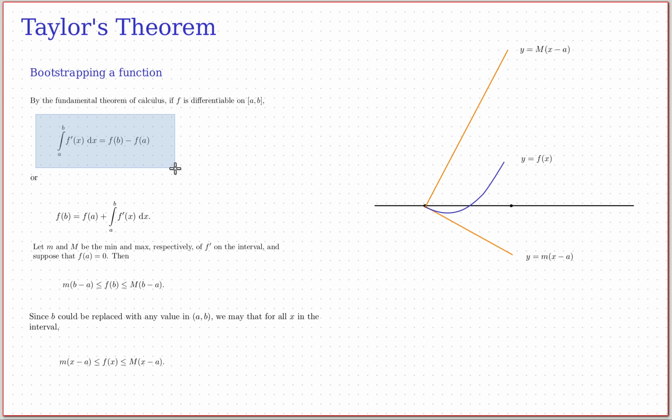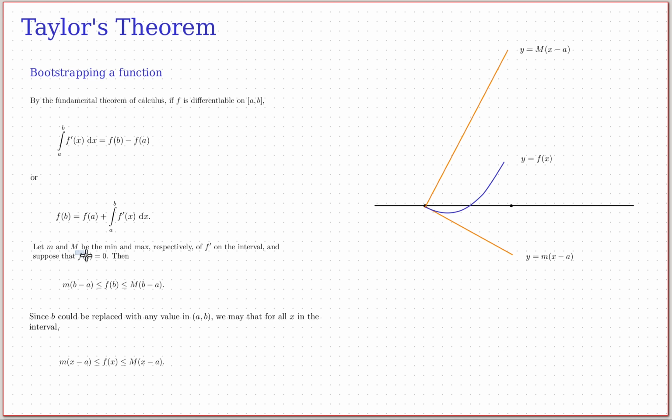So first of all, just recall from the fundamental theorem of calculus, you know that if you integrate the derivative of a function from a to b, that is a differentiable function, then what you get is the difference between f of b and f of a, right? F of b minus f of a. If you rearrange this slightly, solve for f of b in this equation, then you get this expression, right? So f of b equals the value at a, f of a, plus the integral of f prime from a to b.